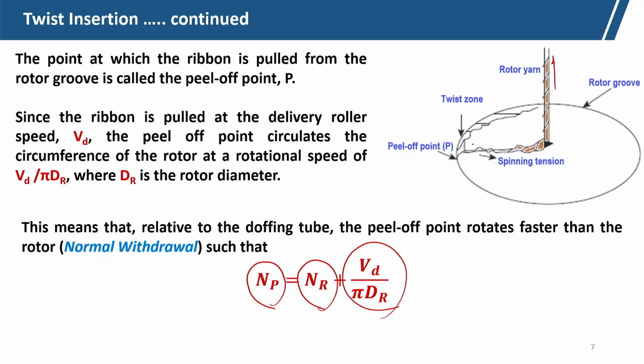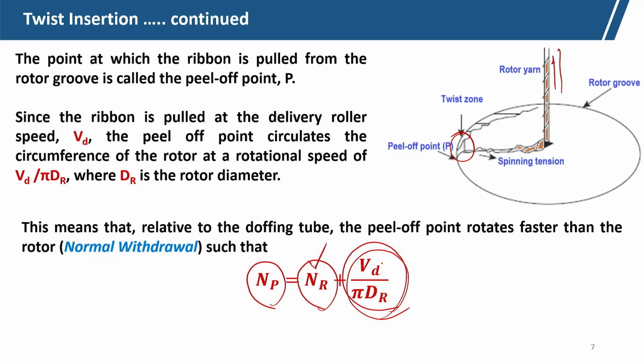So, this peel off point P will rotate, without any delivery, at the RPM of the rotor, N R. But when the peel off starts, that is when the delivery starts, the peel off point will rotate additionally in the same direction by V d by pi d r. So, the effective rotation of the peel off point will be N r plus V d by pi d r.